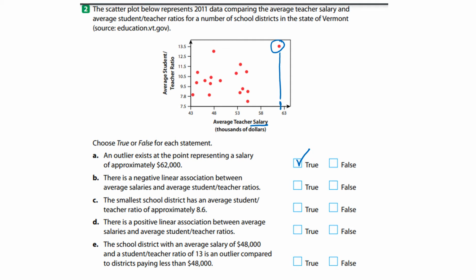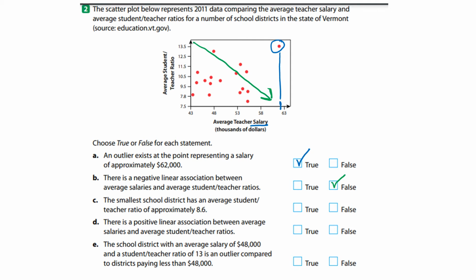For letter B, there is a negative linear association between average salaries and average student to teacher ratios. So negative means that the graph is going down. Looking at that negative line that I've drawn, I can see that those points are not around that, so that statement is false.